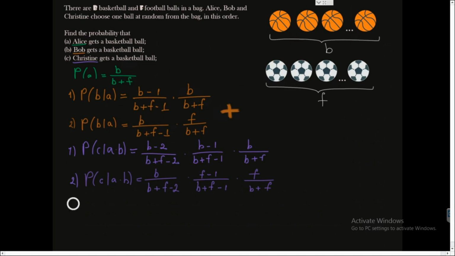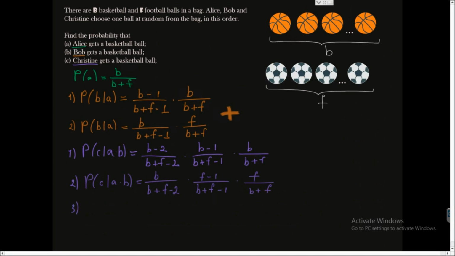The third option. Previously, Alice and Bob took one basketball and one football ball. So, the probability of event C dependent on events A and B equals the formula in which Christine took a basketball ball, and Bob and Alice took football and basketball balls.